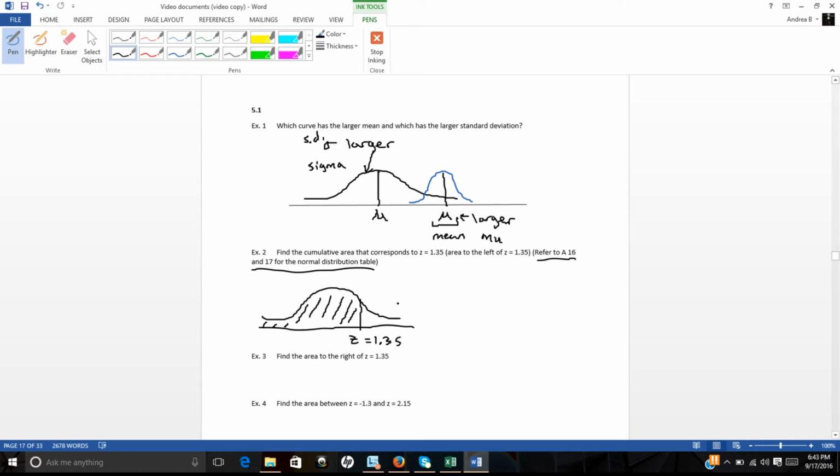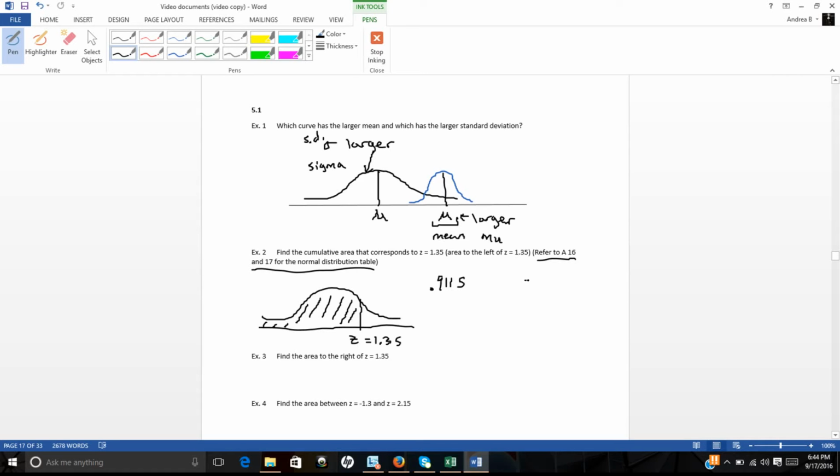So to look this up, just like it has in the book, what you'll do is you'll go down to 1.3 on the left side where it has z, and then you'll have to go over to where it has the 0.05 along the top. So if you do so there, you should get 0.9115. So you'll want to make sure you're double checking with your chart whenever you're looking those up.